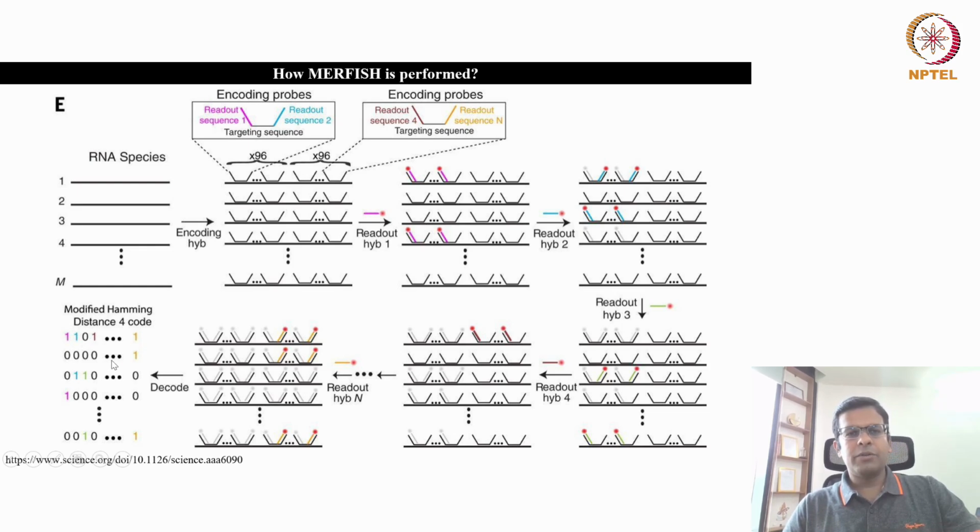Then the second RNA, you see in the first 4 cycles of imaging it was not detected. See the second mRNA, there is no hybridization, no hybridization, no hybridization, no hybridization. Only in the nth round the hybridization occurs. Okay, so it has a barcode of 00001.